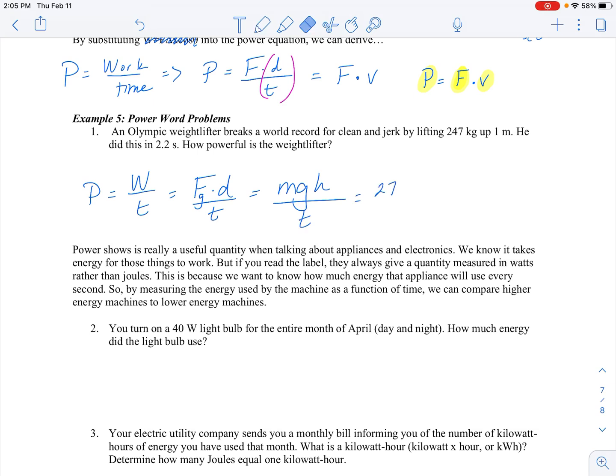Okay, so we've got 247 kilograms times 9.81 times 1 meter, which is how high the bar gets lifted. And then the time is 2.2 seconds. So I would plug this into my trusty calculator: 247 times 9.81 divided by 2.2. I get 1,101 watts. That's as much power as a microwave.